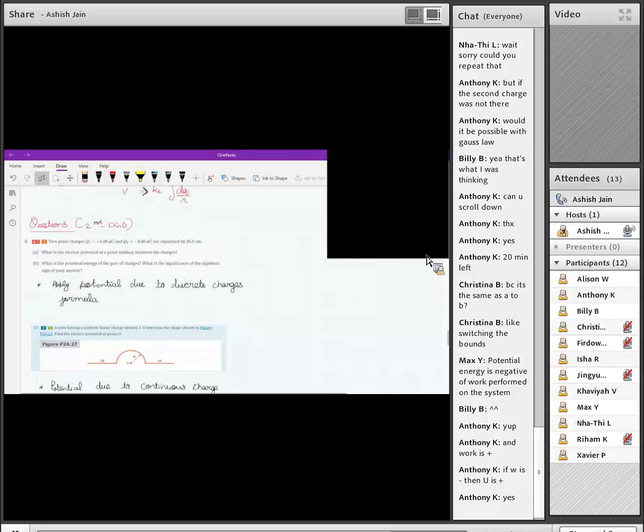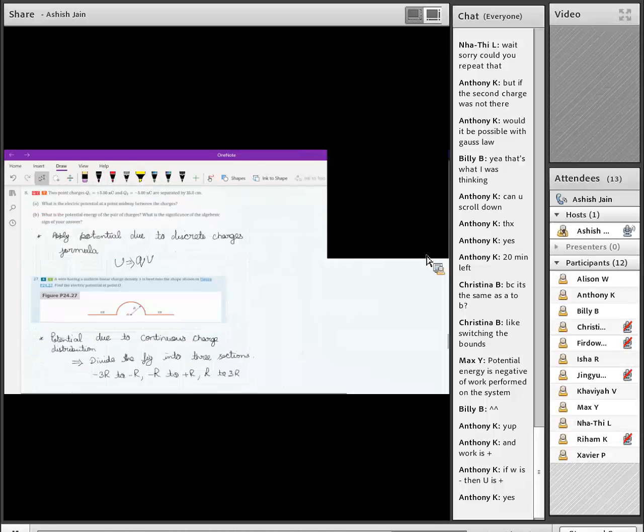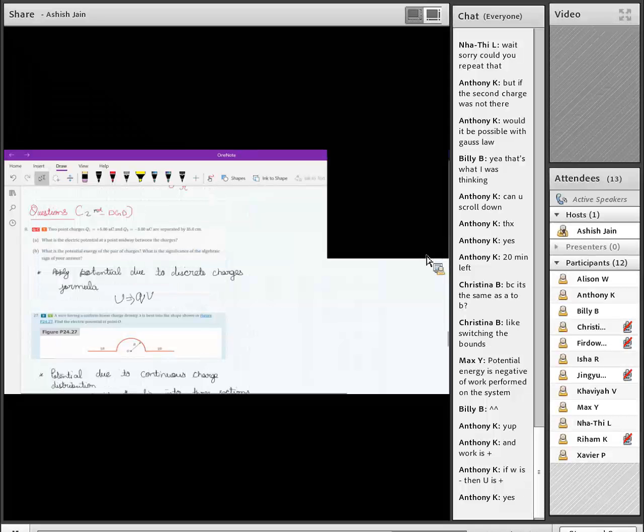What is the potential energy? You just multiply Q into V. That's it. That's your potential energy. Potential energy is negative. That means the system gains kinetic energy, and the work is being done on the system.